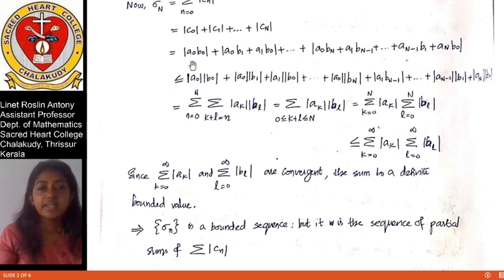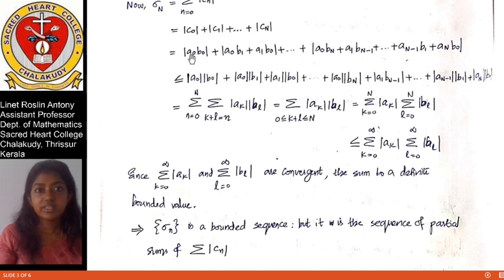And we know that the modulus of a product is equal to the product of the modulus. That means modulus of A0 into B0 is equal to modulus of A0 into modulus of B0. That is a property of the modulus function. Similarly, another property of the modulus function is the triangle inequality. That is, suppose you have modulus of A plus B, then that is less than or equal to modulus of A plus modulus of B. So both these properties of the modulus are used here.